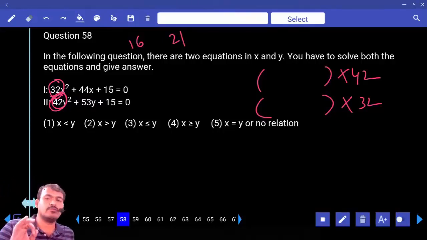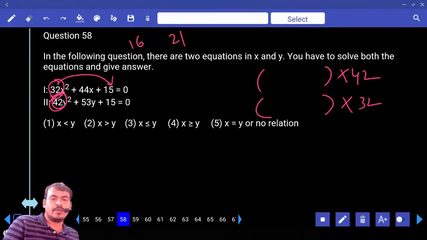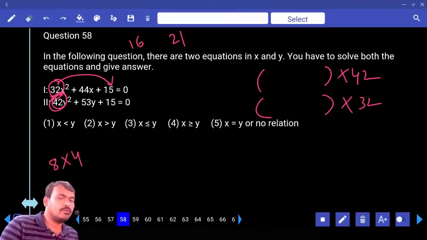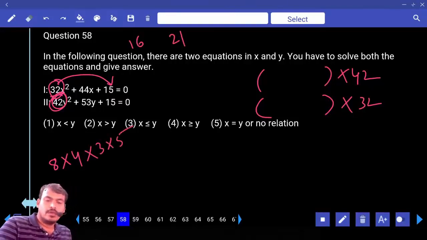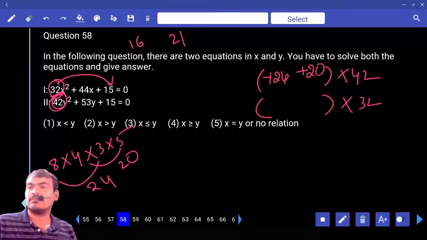What is the LCM value? 2 into 16 into 21. It will be a time-taking process. Or else directly we take one as 42 times, another one as 32 times. 32 into how much value? 15. 32 means I write 8 into 4, or not? 15 means 3 into 5, or not? 8 3s are how much? 24. 4 5s are 20, or not? One is plus 24, another one is plus 20, or not?